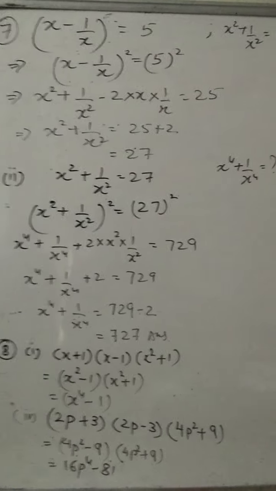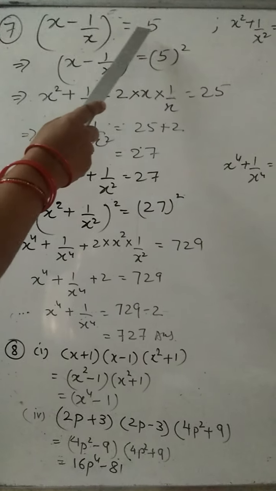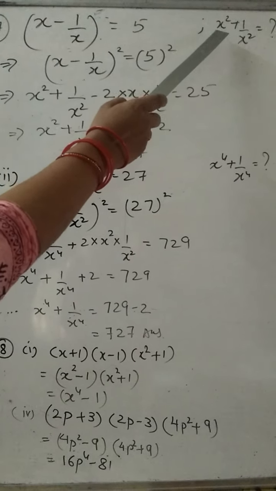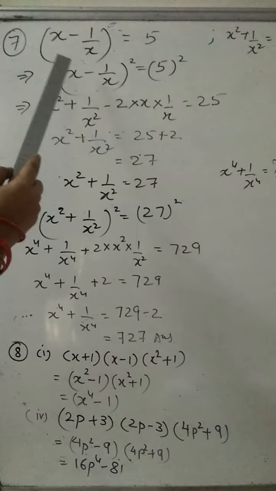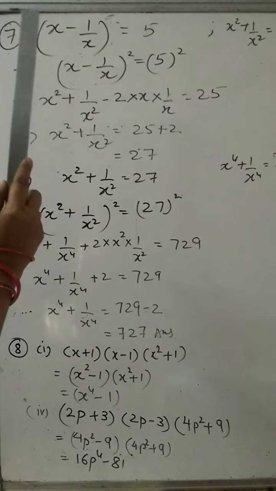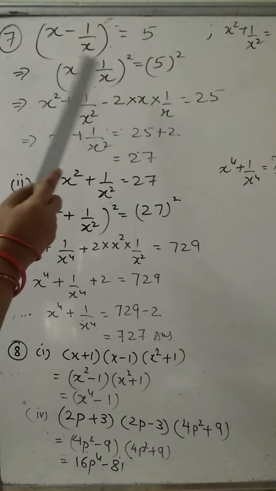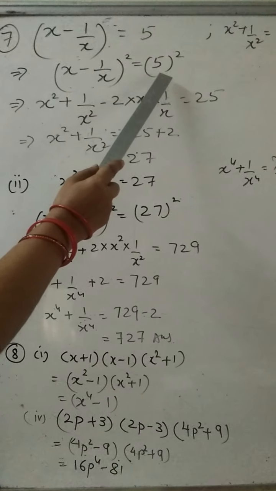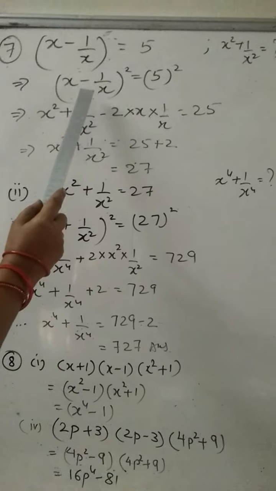Now next question, suppose x minus 1 by x is equal to 5, and you have to calculate the value of x square plus 1 by x square. Again the same thing, we have to do squaring on both the sides, but here the identity used will be different, that is a minus b whole square. You have to write the identity here. I have not written it, but you have to mention which identity you are using.